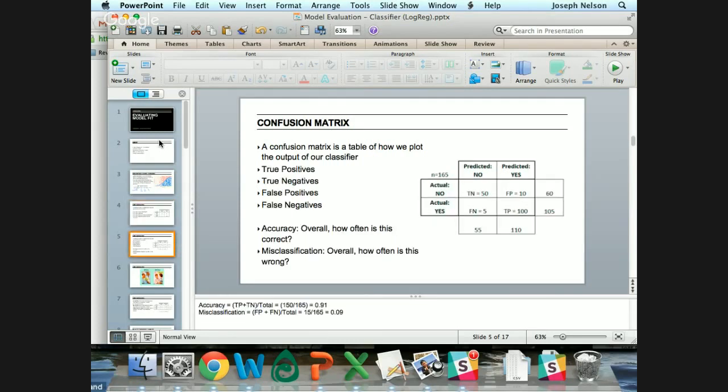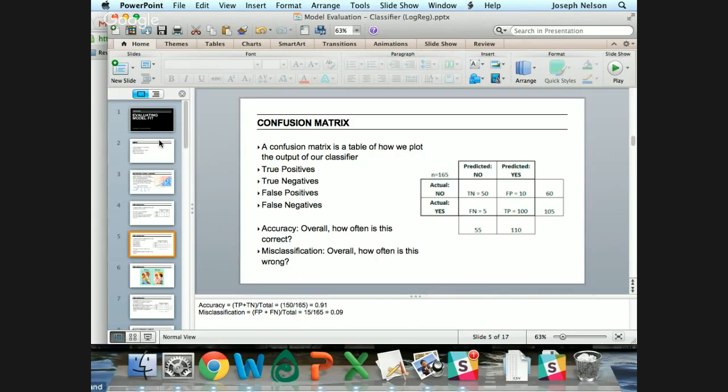So let's introduce some terms. So we have true positives, true negatives, false positives, and false negatives. And you guys have all heard of these things before. So a true negative is the person truly does not have the disease, and our model predicted they do not have the disease. In this example, our true negative value is 50. We could have true positives, which is actually they do have the disease, and our model predicted they do have a disease. In this case, that's 100 patients.